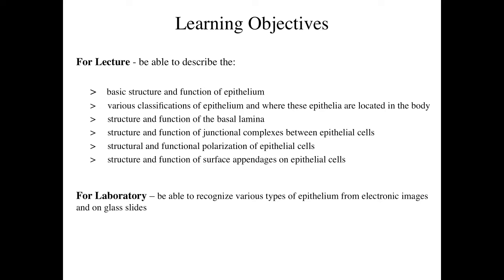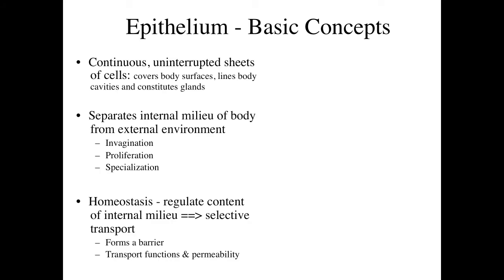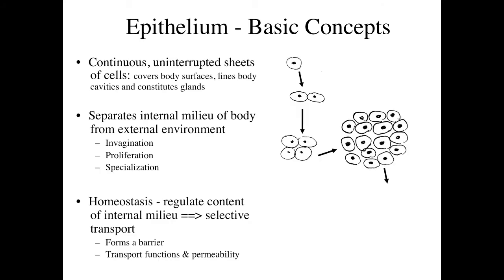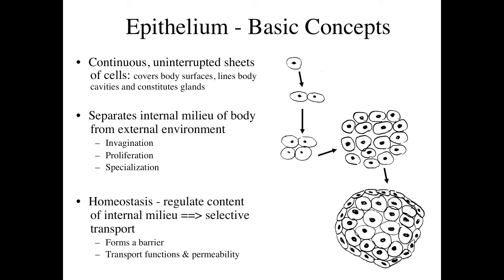Now for the laboratory, you should be able to recognize various types of epithelium, not only from electronic images, but also on glass slides. Now there are several basic concepts we'd like you to keep in mind as we talk about epithelium. Epithelium can form a continuous, uninterrupted sheet of cells, so you could say that epithelium would cover the body surfaces, would line body cavities, and would constitute glands.